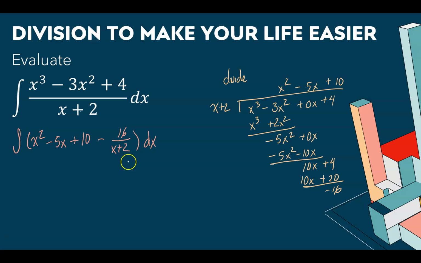Okay. Anyway, so now at least 3 of the terms are much, much easier, right? The antiderivative of x squared, that's easy. X cubed over 3. Maybe I'll do that as we go. The antiderivative of negative 5x is negative 5x squared over 2. Antiderivative of 10 with respect to x is 10x. And then let's ignore the 16. I'll just bring it down.